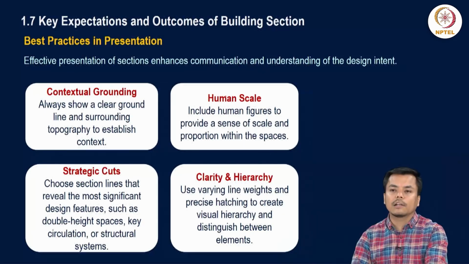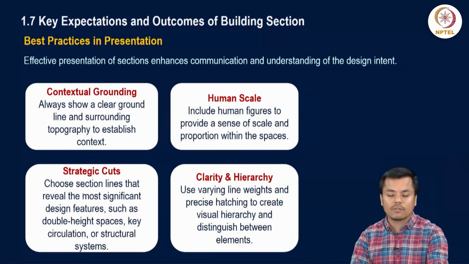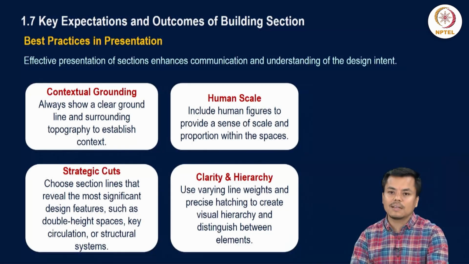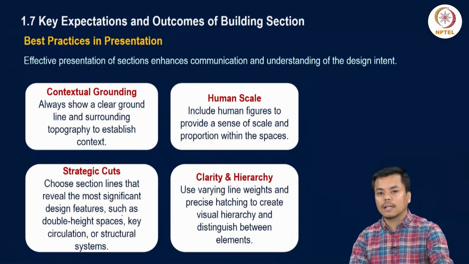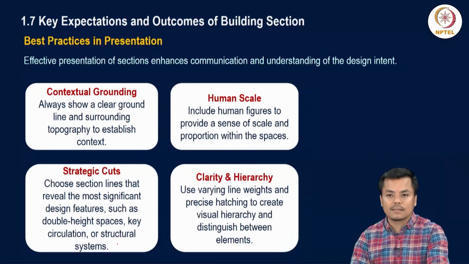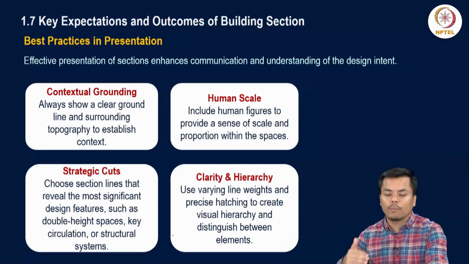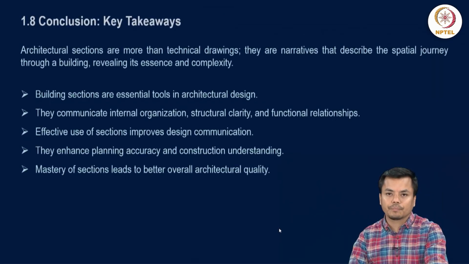Human scale: it should include human figures to provide a sense of scale and proportion within the spaces. Strategic cuts: choose section lines that reveal the most significant details of the structure, whether it is from any double height spaces, or key circulation spaces, or vertical transmission spaces, or structural systems. These spaces are very critical, and the section line has to be from these spaces. Clarity and hierarchy: use varying line weight and precise hatching to create visual hierarchy and distinguish between different elements.